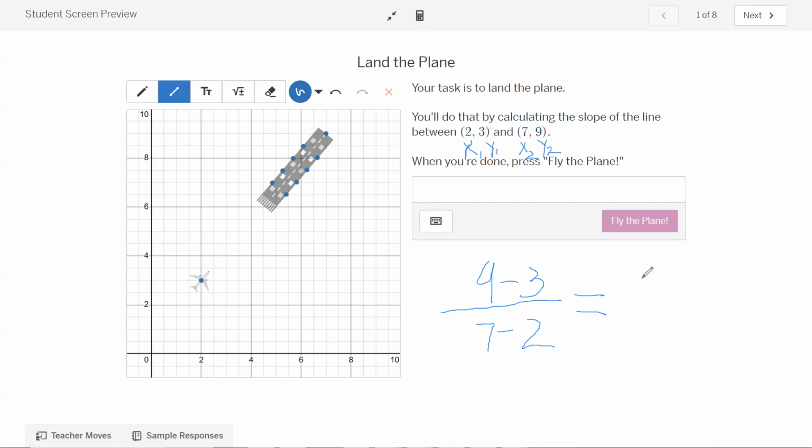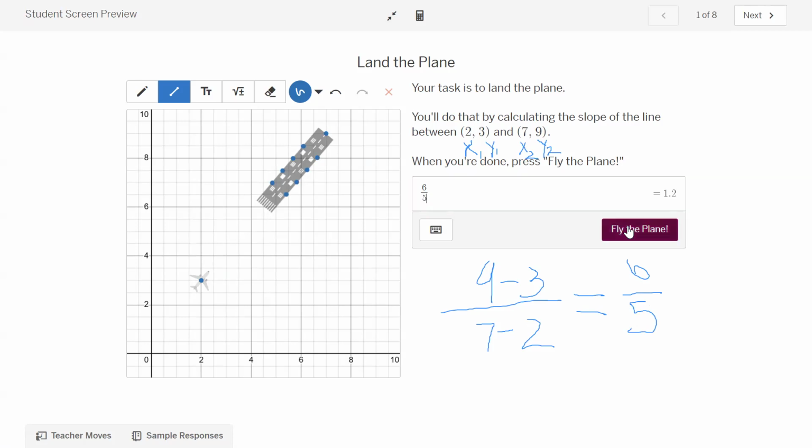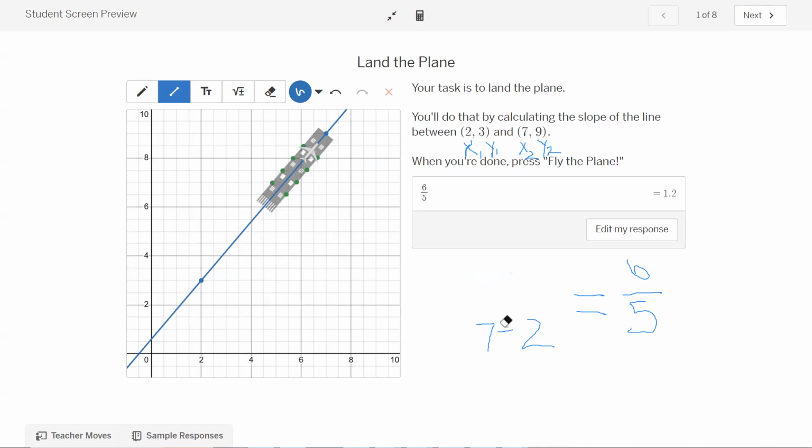9 minus 3 is 6. Ooh, that's an ugly 6. 7 minus 2 is 5. So I've got 6 over 5. That does not simplify, so we can just leave it as 6 over 5. If we click fly the plane, our plane will land on the runway. It will show us the line and the lights will turn green. Okay, let me erase and move on to the next screen.